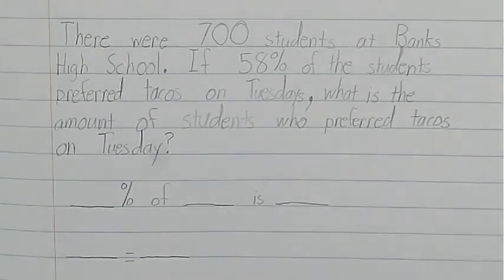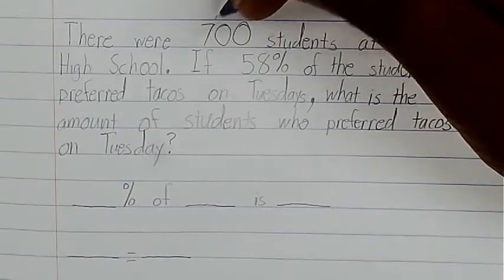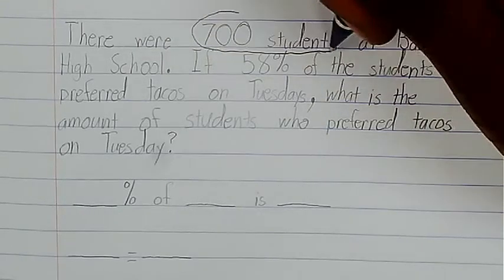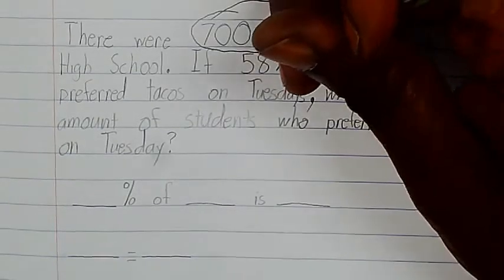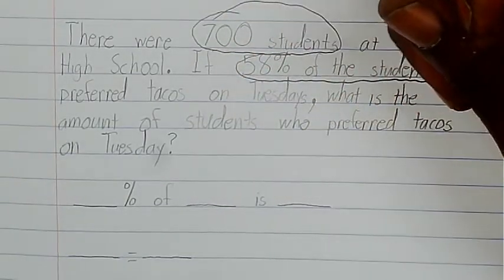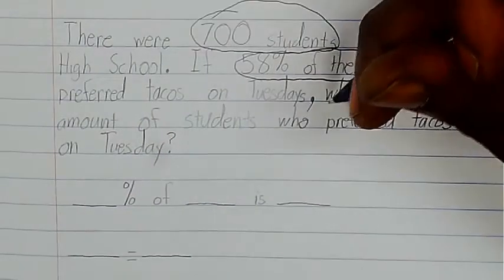Alright, so now we need to figure out the key information in this problem. We know that there were 700 students, and out of the 700 students, 58% of the students preferred tacos on Tuesday. So here we know that 58% is part of this question that we're going to use to determine the amount. This is what we're looking for, the amount of students who prefer tacos on Tuesday.